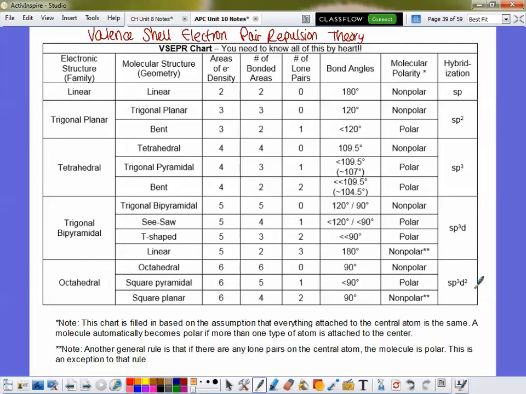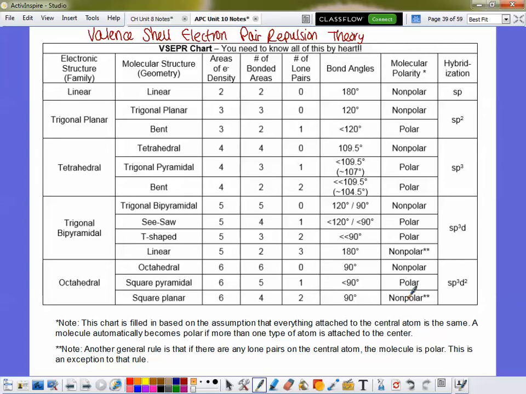So octahedral, all of those bond angles are going to be right at 90 degrees, and that's a nonpolar molecule, typically. Square pyramidal, the bond angles are going to be a little less than 90, and that's polar. And then square planar, those bond angles go back to 90 degrees, and that's a nonpolar, again with those asterisks. Hybridization for all octahedral molecules is sp3d2.